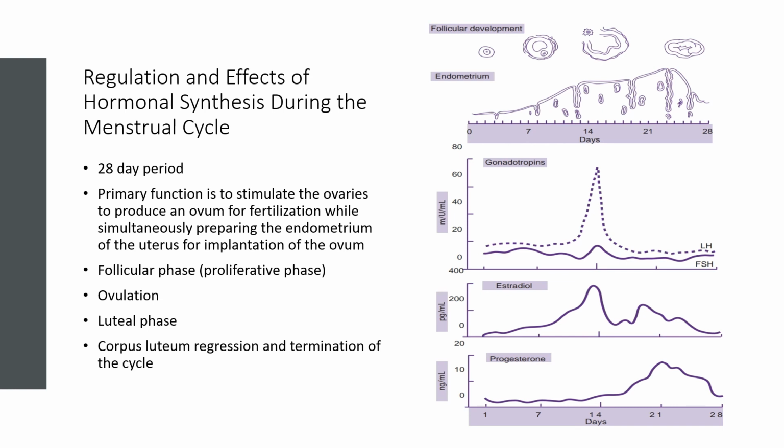So if the egg is not fertilized, or if implantation does not occur, the corpus luteum will begin to regress. And because it regresses, it can no longer produce adequate amounts of estrogen and progesterone to maintain the endometrium of the uterus. So what will happen then is the endometrium will begin to slough off, which creates the menstrual bleeding. And the onset of the bleeding marks the end of one reproductive cycle and the beginning of the next.